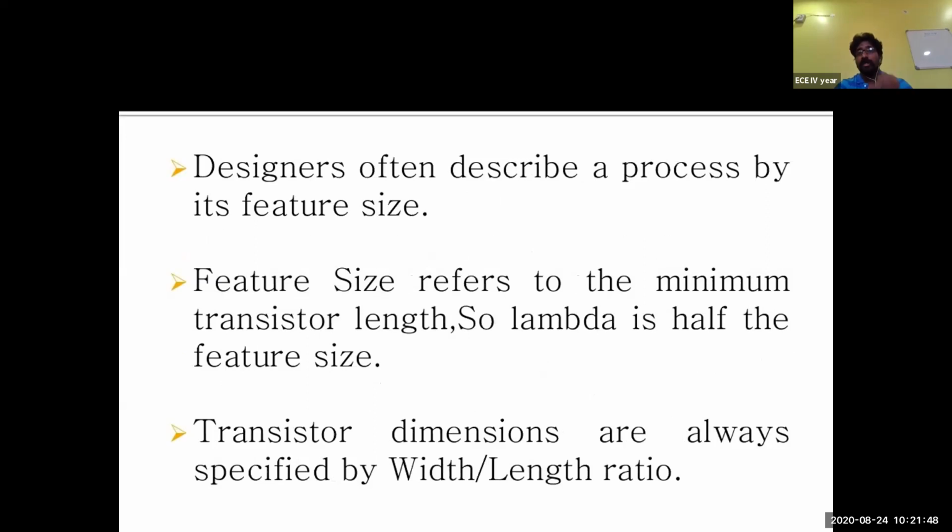While discussing design rules, I said that different technologies will have different features and different lambda values for different layers. That's what this talks about. Designers often describe a process by its feature size. This feature size is very important. While designing any kind of circuit, we should be very familiar with the feature size. We should do paperwork before going to the designing part.